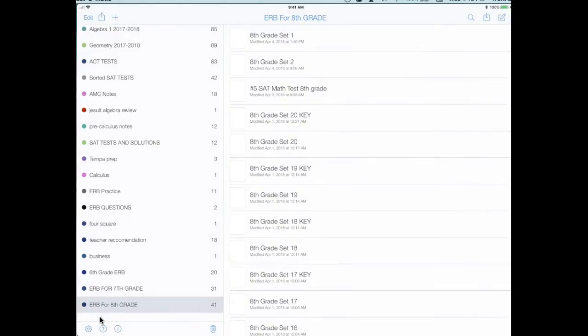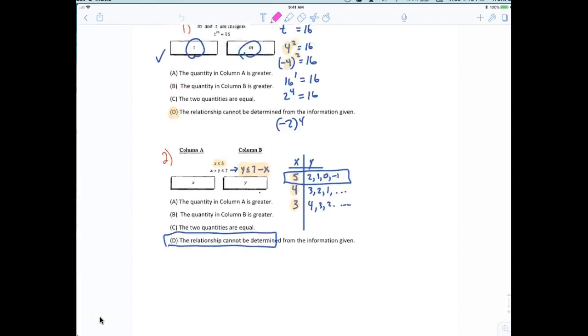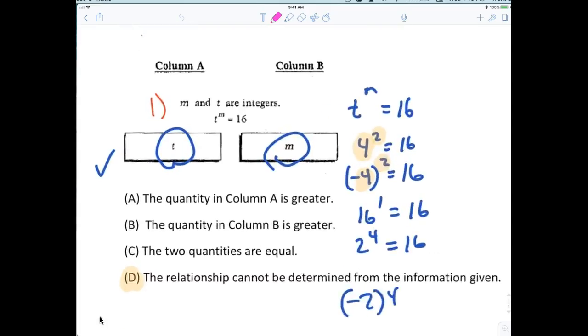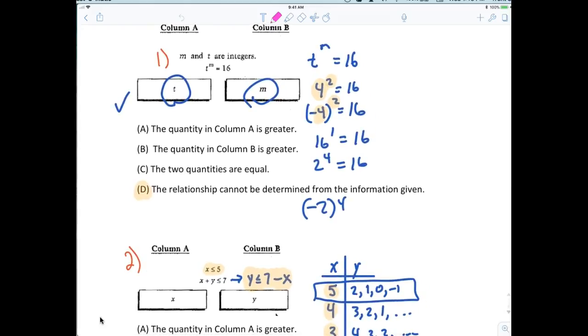Will we allow these calculators? I don't really want you using calculators, no. All right? Everybody look at set 2. Everybody okay with that? All right, here we go. Number 1.